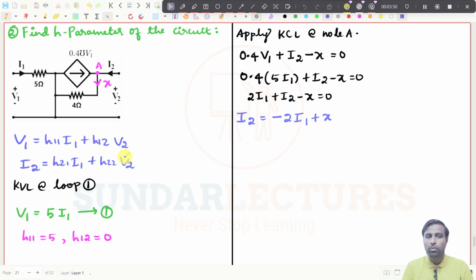But I need to get the value of V2, right? We need V2 here, but I have X here. So how will you find V2? It is very simple, right? If you want to find V2, start from this point, go in this way, come here. You will get V2, right?